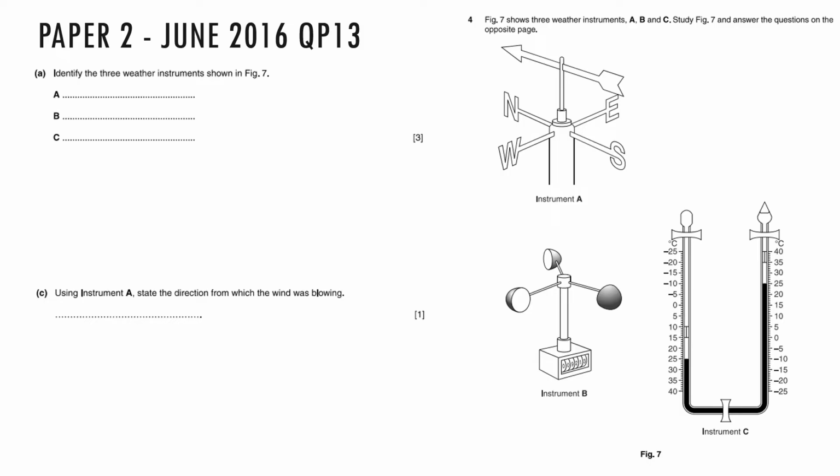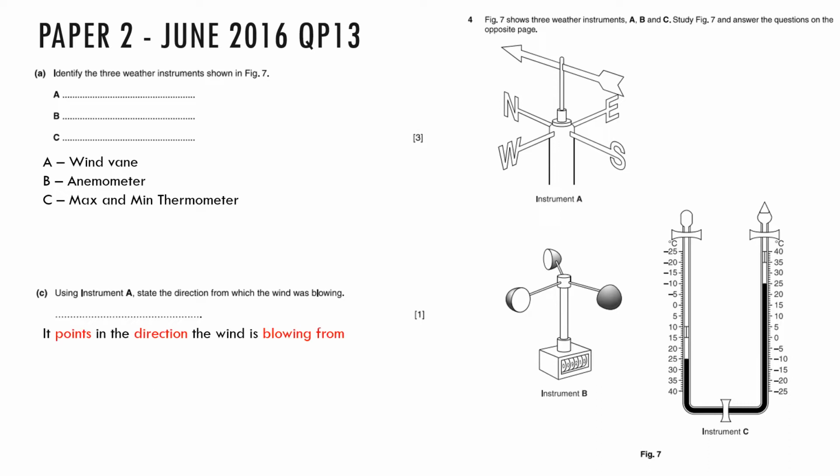Types of questions that could be asked. Here's one: identify the 3 weather instruments shown in figure 7. As long as you know what the weather instruments are, it's fairly straightforward. A, wind vane; B, an anemometer; and C, a max and min thermometer. Now, using instrument A, state the direction from which the wind was blowing. Remember, the wind vane points in the direction that the wind was blowing from. So in this question, it's blowing from the north. Double check the answers. Yep, all correct.